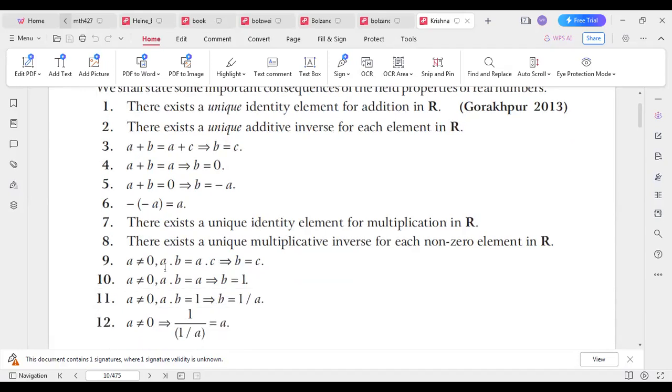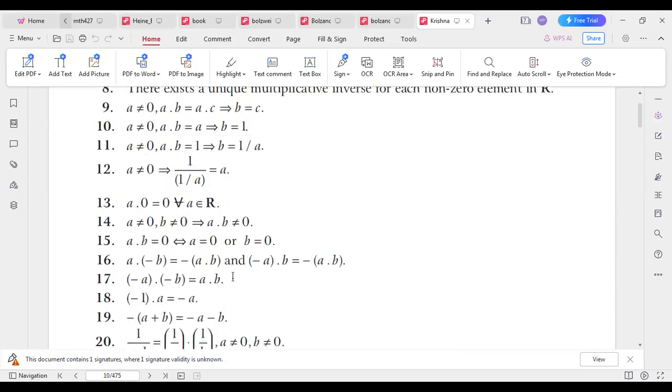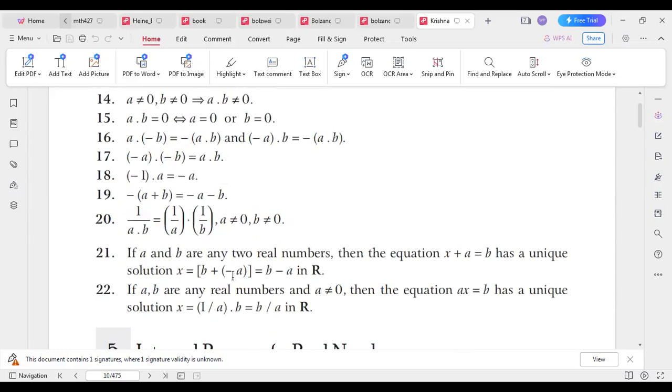If a is not equal to 0 and ab equals ac, then we can write b equals c by the cancellation law of multiplication. If a is not equal to 0 and ab equals a, then we can write b equals 1. Similarly, there are more properties of real numbers. 1 by ab can be written as 1 by a times 1 by b, where a is not equal to 0 and b is not equal to 0. If a equals 0 and b equals 0, it is not possible in the real field.